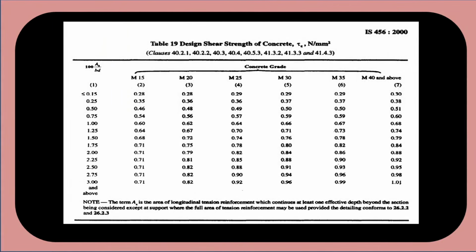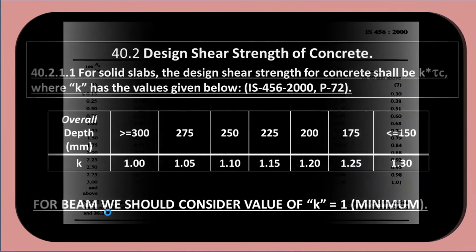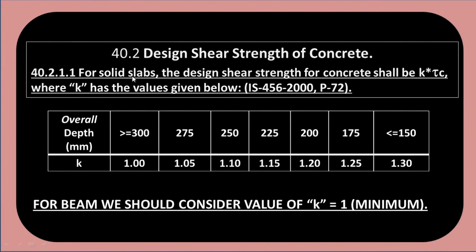And this is our table 19. This is grade of concrete M15, M20, M30, M35 and M40 above. This is our percentage of steel provided. For solid slab, the design shear strength of the concrete shall be K tau C. But the value of K is given in this chart. For beam, we should consider the value of K is equal to 1.